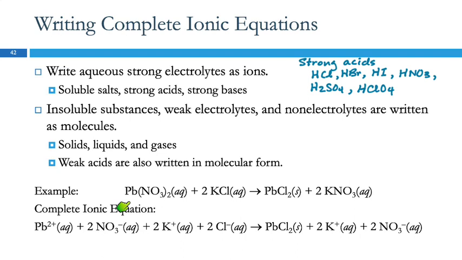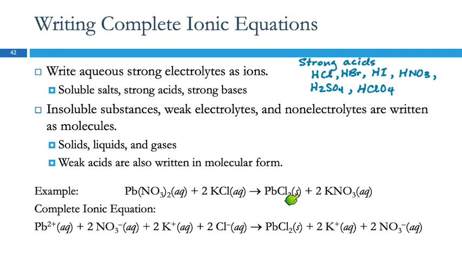So here's the first one. This is an ionic compound. We're going to separate that. So this has 1 Pb2+ ion and 2 nitrate ions. And so we write them separately. Because when it dissolves in water, that's what happens. Those ions separate and they go swimming off in all directions. The next one is KCl, also an ionic compound. We have 2 moles of KCl, so we're going to have 2 moles of potassium ions and 2 moles of chloride ions.